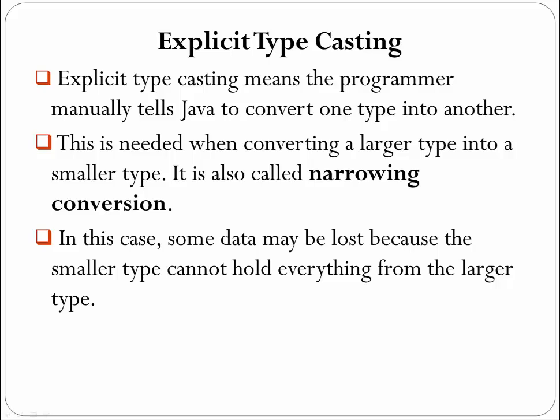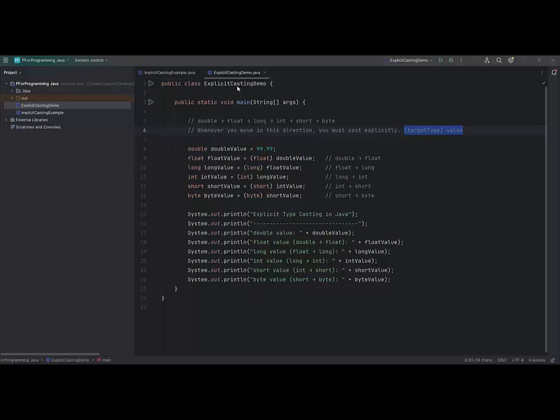It means the programmer manually tells Java to convert one type into another. This is needed when converting a larger type into a smaller data type. It is also called narrowing conversion. In this case, some data may be lost because the smaller type cannot hold everything from the larger type. Let's see a Java program to understand this concept clearly.